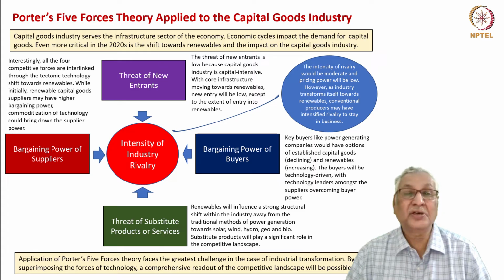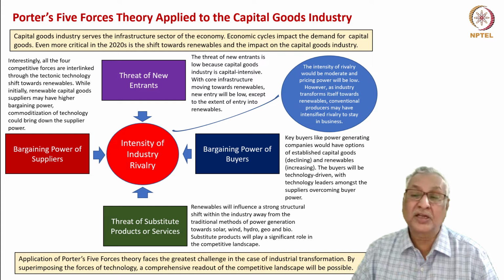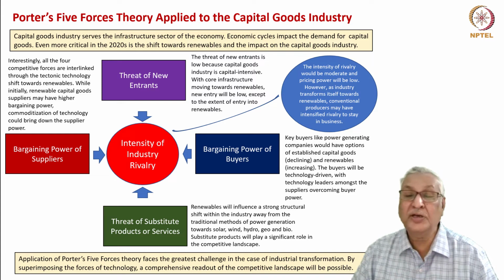Even more critical in the 2020s is the shift towards renewables and the impact on the capital goods industry. The threat of new entrants in the capital goods industry is low because the industry is capital intensive. With core infrastructure moving towards renewables, new entry in the established industry will be low, except for entry into renewables. The bargaining power of buyers is likely to be high because the key buyers like power generating companies or public utilities would have options of established capital goods declining in demand and the new generation of renewables equipment, or solar modules, etc., increasing in demand.